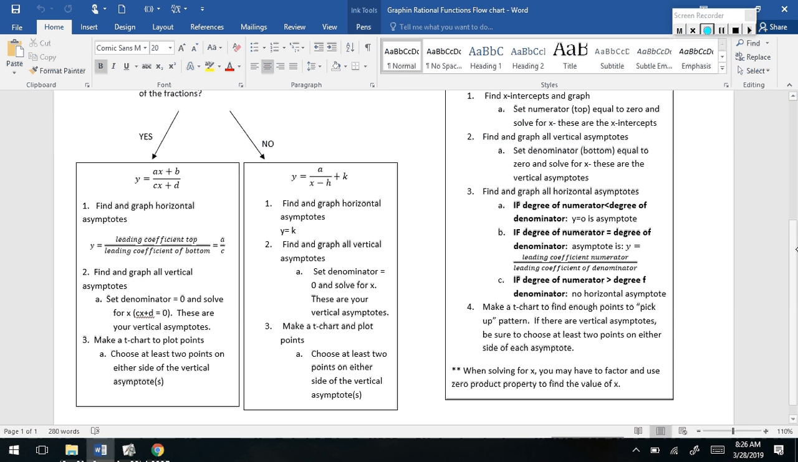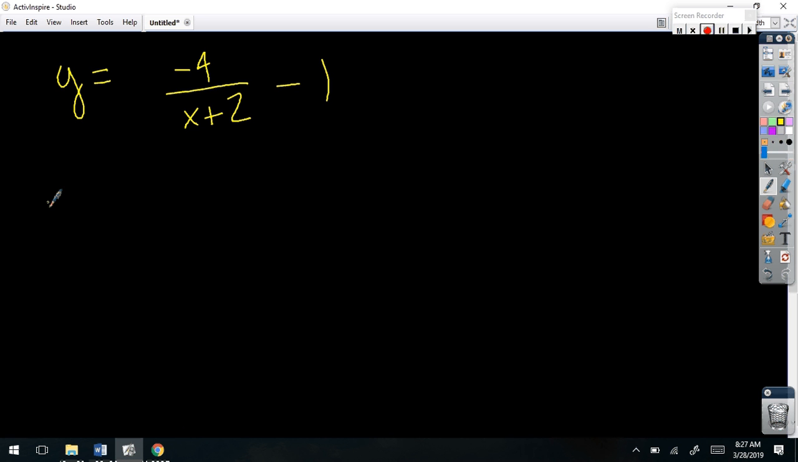All right. So just quickly, if h or k are missing, they are 0. All right, so step 1, and these are steps for each form: find and graph the horizontal asymptotes. Okay? Y equals k. That is correct. So if I go back, my horizontal asymptote is going to be y equals -1.